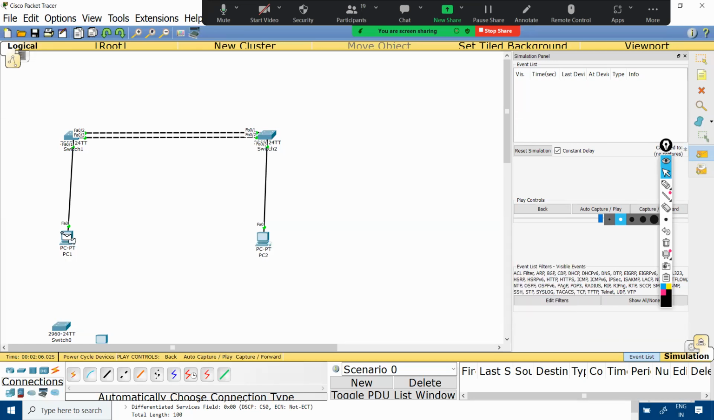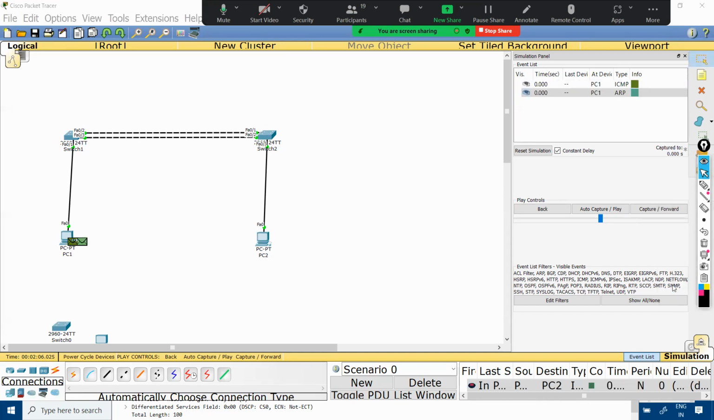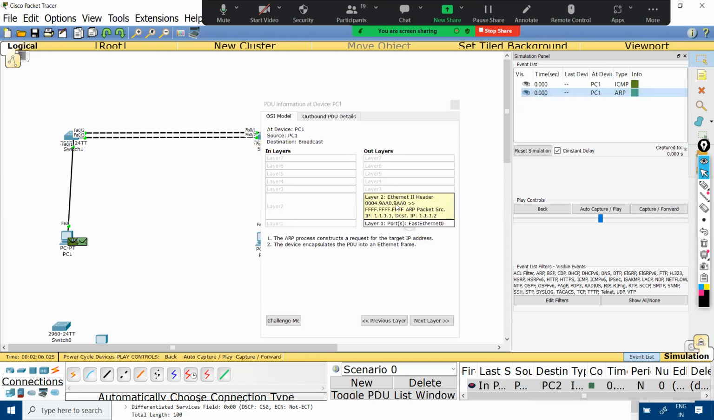So let me ping from here to here and have a look. The ICMP packet will be created, so this packet will go on hold. And after that we have an ARP, and in this ARP we have a broadcast packet, FFFF.